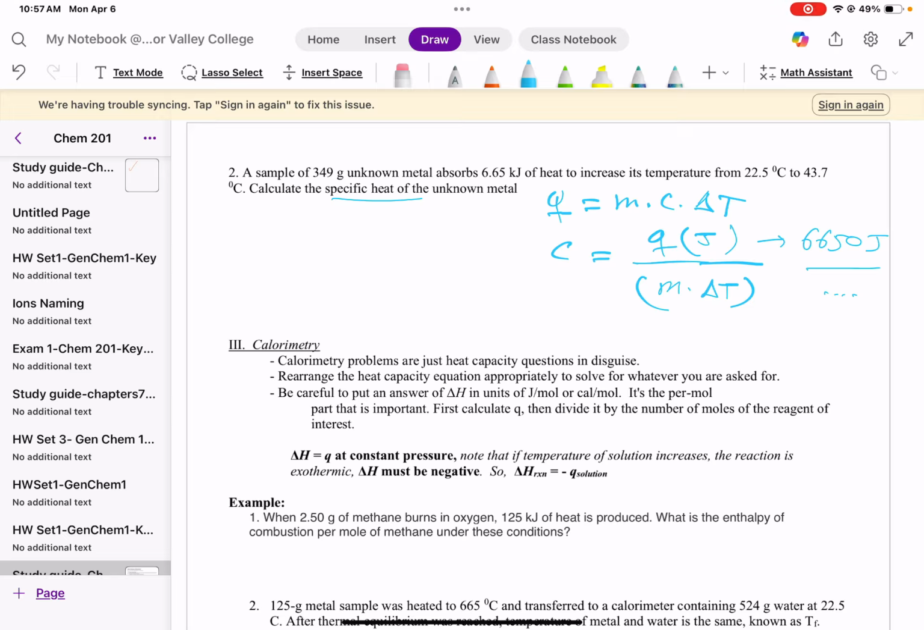All right, now delta H is a really cool one. Here's another way to calculate heat of reactions. Heat of reaction we also call delta H, and delta H is minus heat of solution. So it's going to be minus mass of solution times C times delta T of solution.